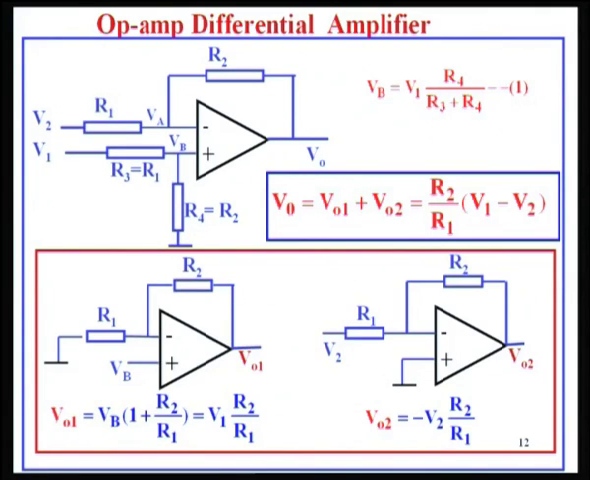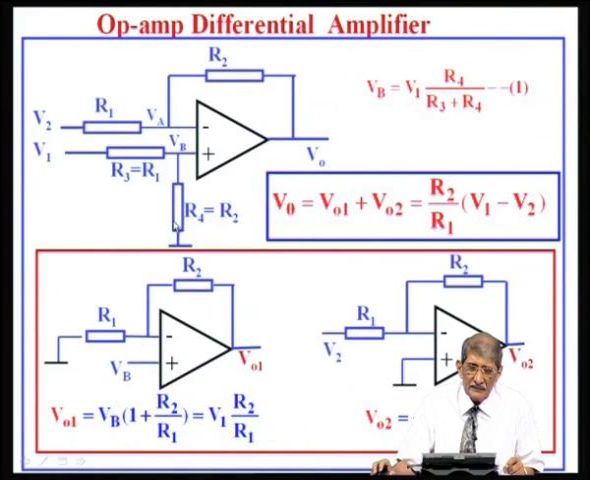Now, let us take a look at a differential amplifier using an op amp. Here, you can see that V 1 is applied to the non-inverting terminal through this resistor, and V 2 is applied through this inverting terminal to the output like that. So, what we want to find is what will be the output voltage for this case, when V 1 and V 2 are applied.